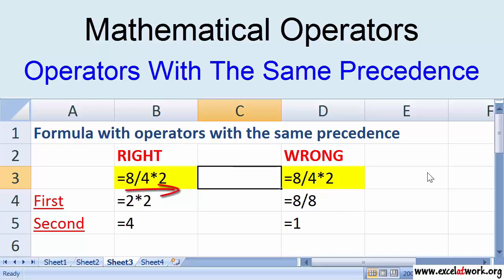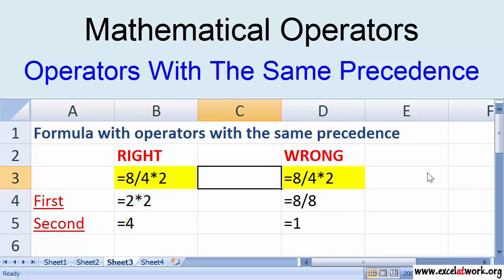Let's see how the formula in cell B3 gets calculated. Since multiplication and division have the same precedence, Excel will calculate from left to right. So it calculates the division first. So, 8 divided by 4 is 2. Then it calculates the multiplication and the result is 4.